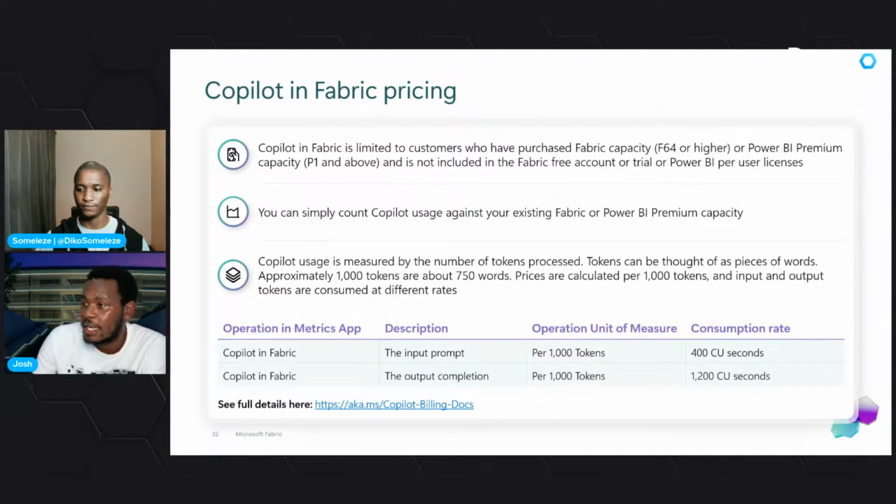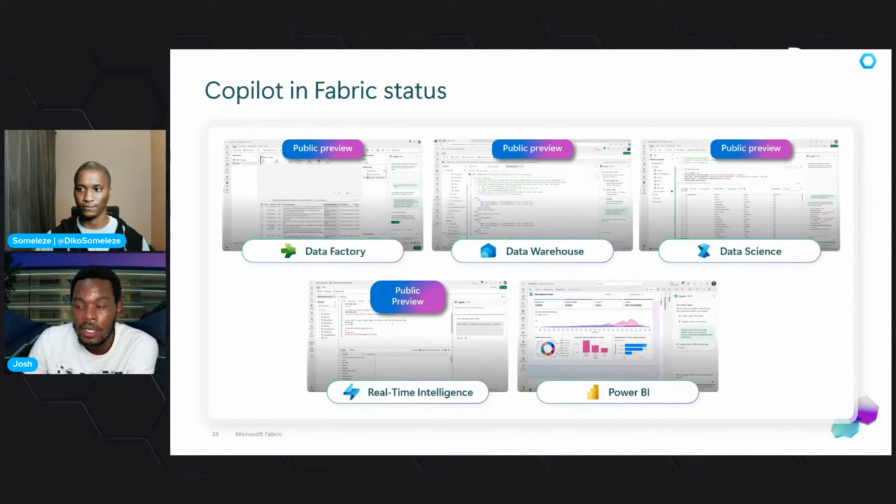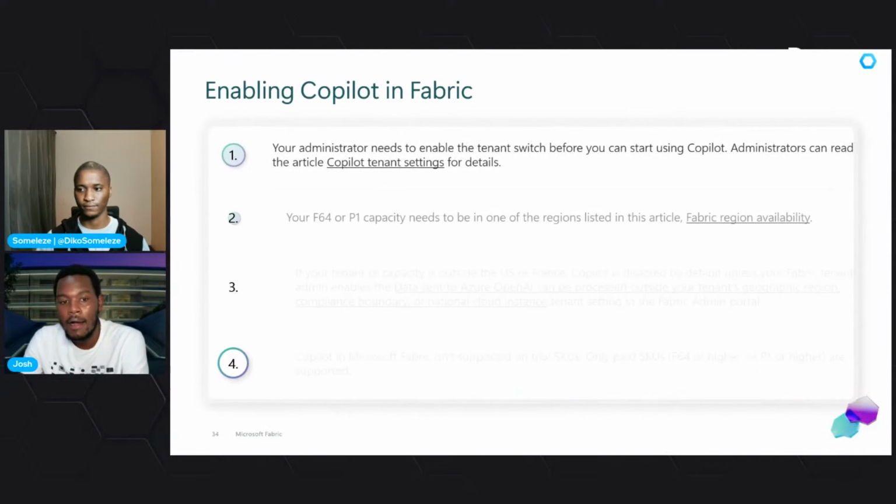So for more detailed information in regards to pricing, you can refer to the Copilot billing documentation using the URL aka.ms/copilot-billing-docs. So the current status for Copilot: everything we've showed you, Copilot in Data Factory, Data Warehouse, Data Science, and Real-Time Intelligence, all those Copilots are in public preview, and you can try them out today. And the Copilot in Power BI is generally available.